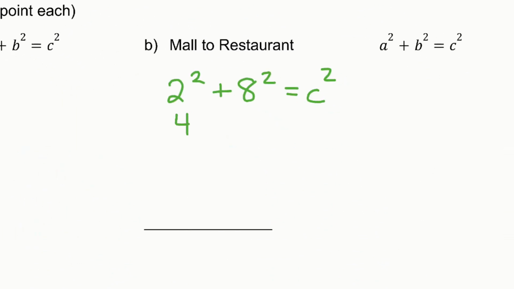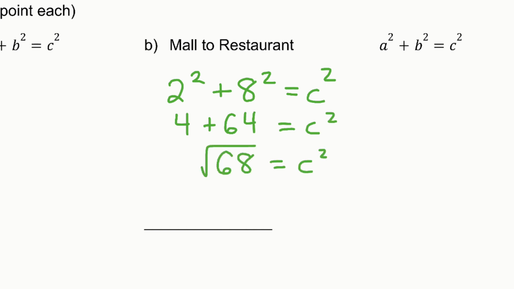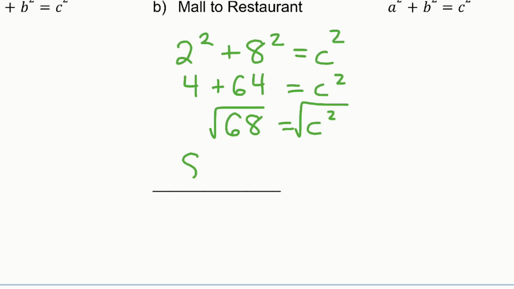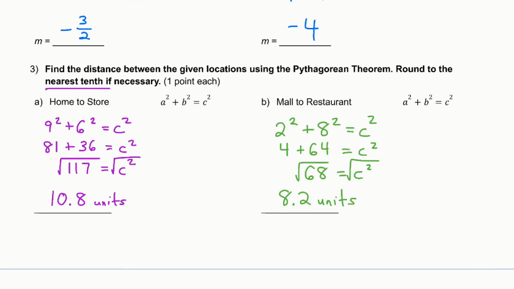So this is going to be 4 plus 64 equals c squared. This is 68 equals c squared. And again, take the square root. The square root of 68, when I round it, will be about 8.2 units. And that's half of the test right there. Okay.